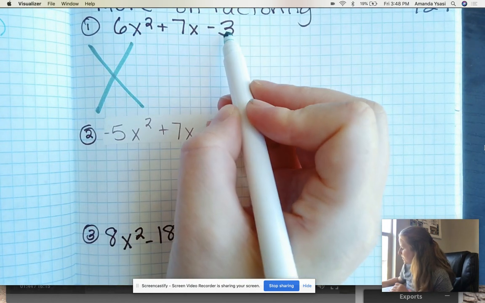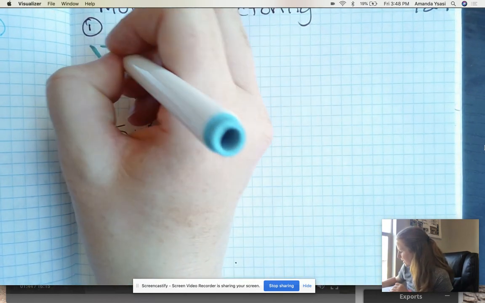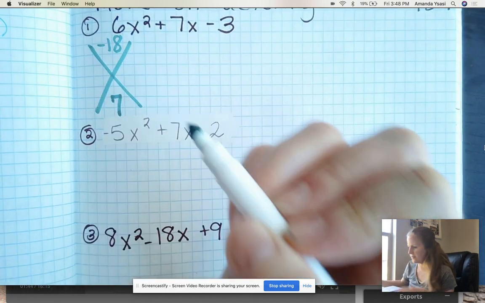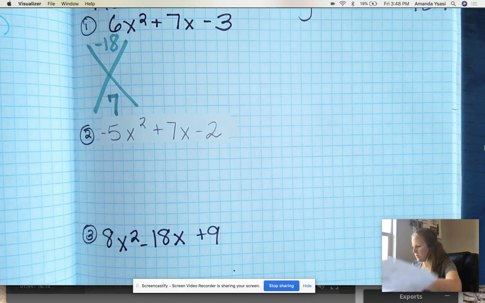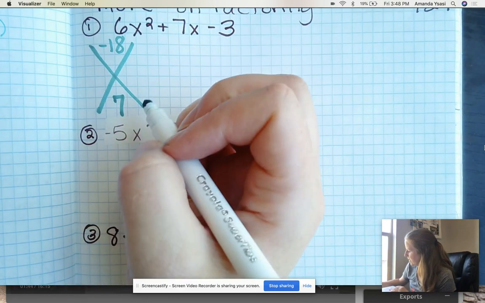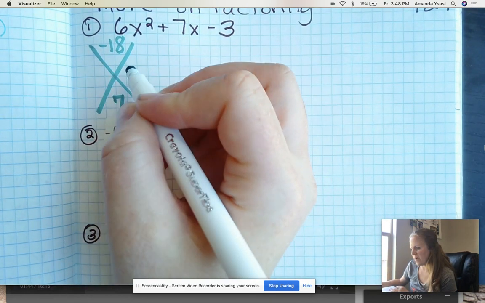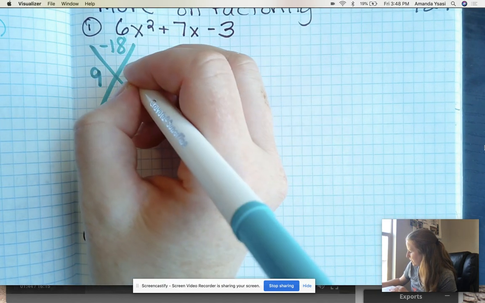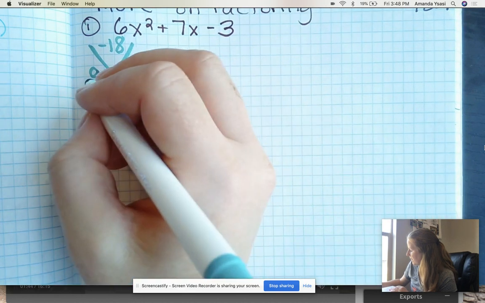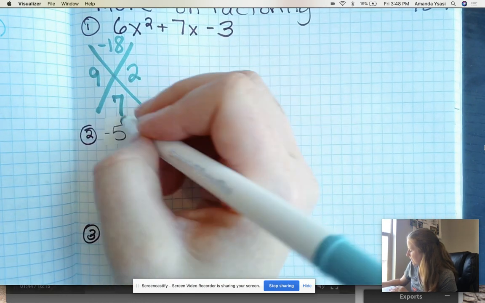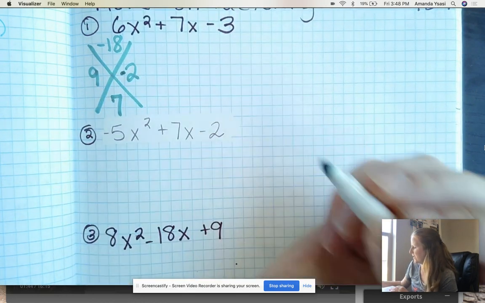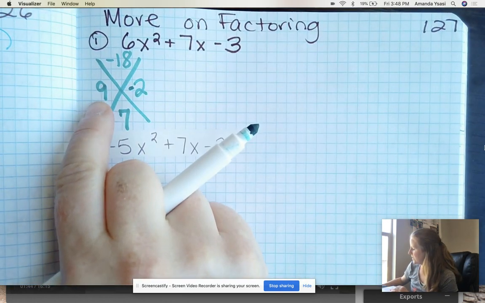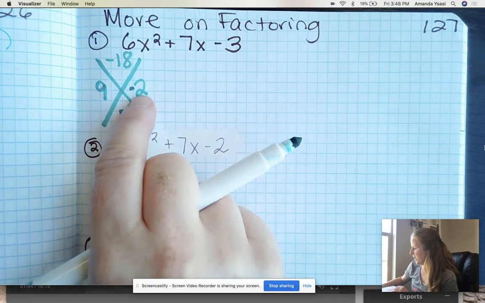So 6 times a negative 3 is a negative 18, and then a sum of 7. Okay, so let's look and see what we can do there. Factors of 18, well, what about 9 and 2? If I subtract those, and see how this is a positive, I'll put the negative number there. So 9 times a negative 2 is negative 18, and 9 minus 2 is 7.